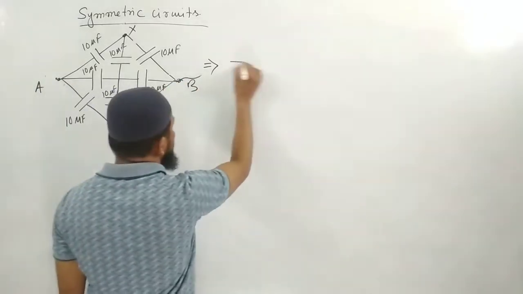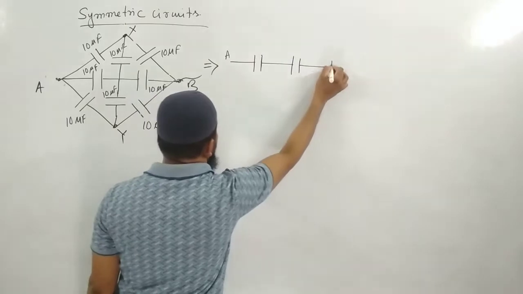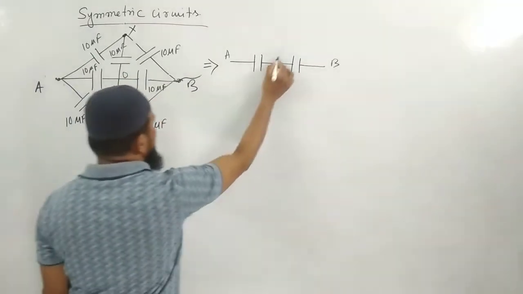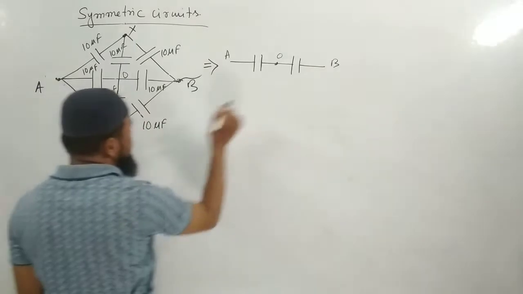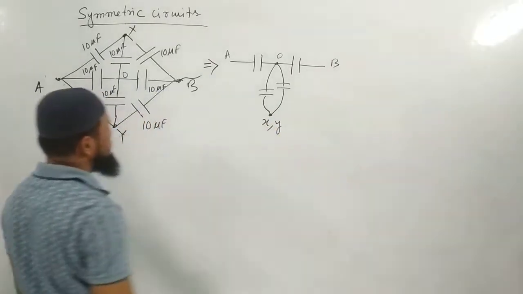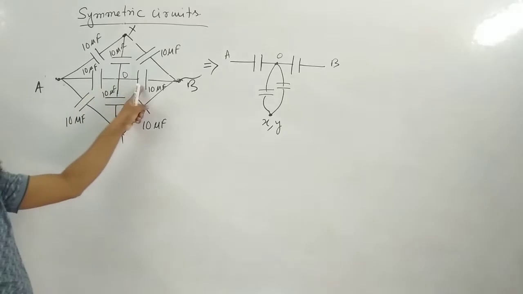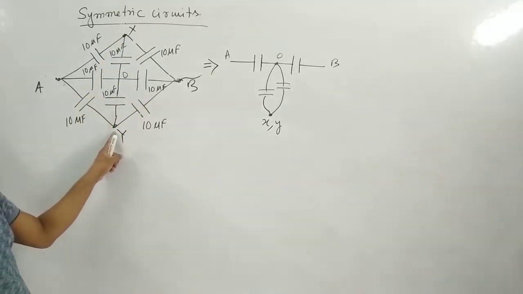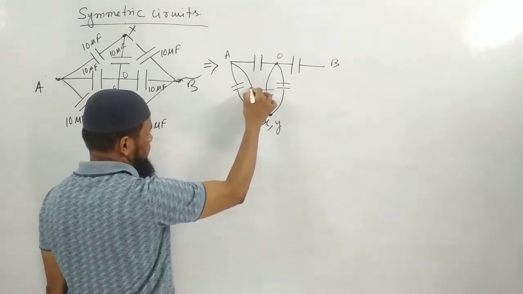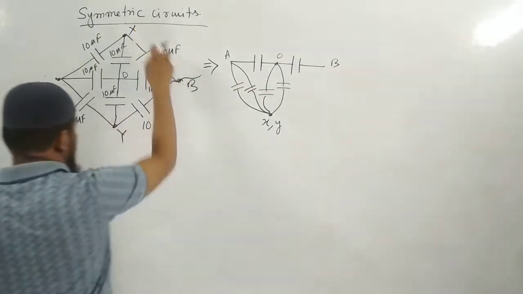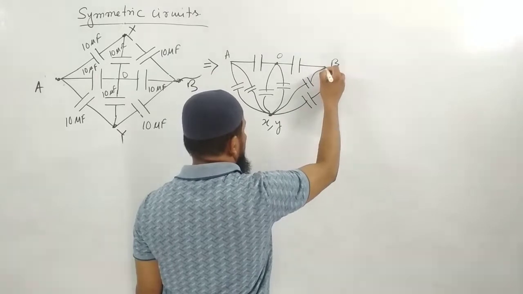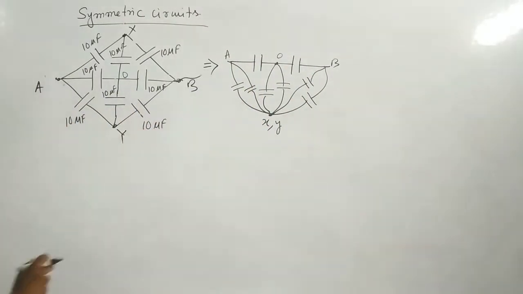One line is straightforward, 10 and 10 between A and B. X, I'm pulling it down. This particular point I call O. Between O and X, and O and Y, there are two capacitors, and this is X and Y, two capacitors, this one and this one. Now when X comes down to Y and I join them, between A and X and A and Y there are two capacitors: one between A and X, and one between A and Y. Similarly, one between X and B, and the other between Y and B. So this is the configuration we get.